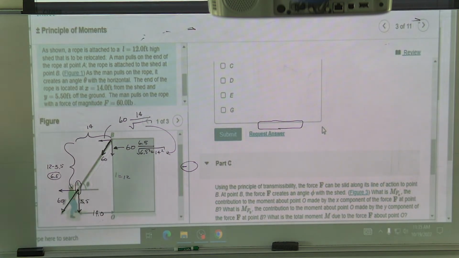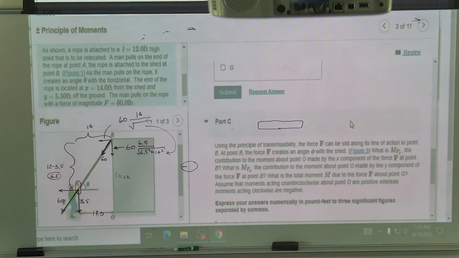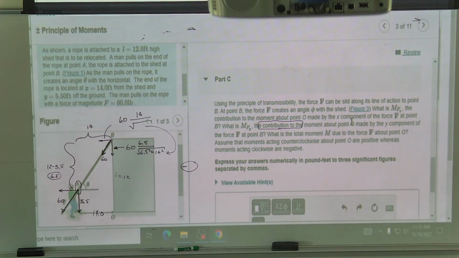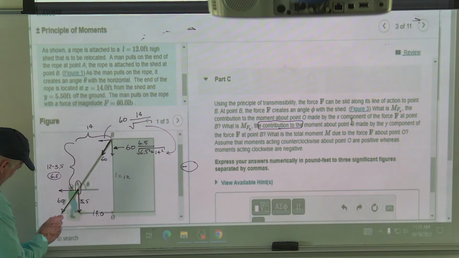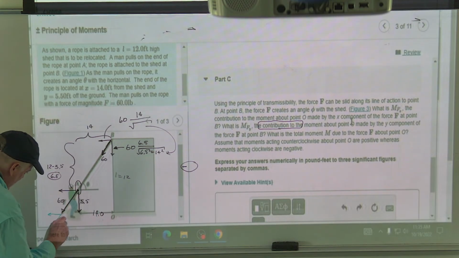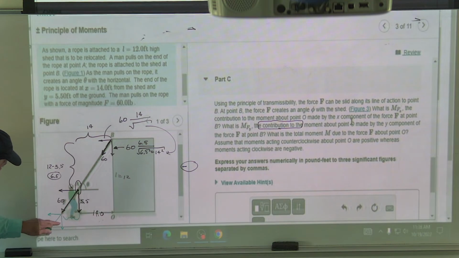Okay, then he says, the C says, the force creates an angle with the shed. Oh, that's a shed. Okay, that box is a shed. Now, I guess he's implying you could do something like this. You could slide it to the point where you did this. Then this part would not supply a moment about O. This part would. So if you could add this extra distance, take only this component, you should get the same answer. If that makes sense.